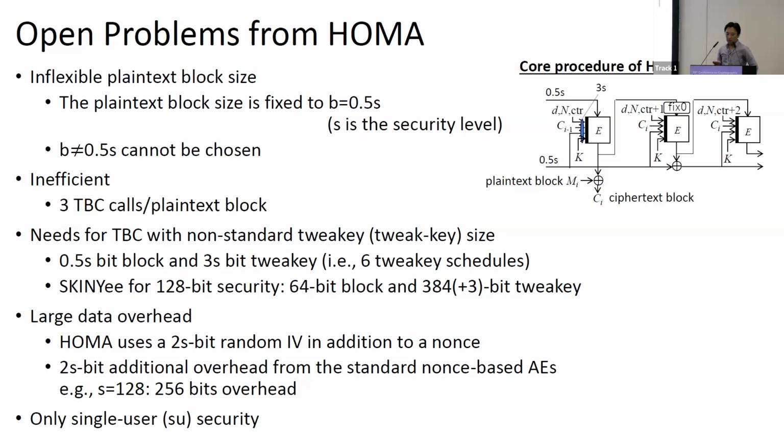So to instantiate HOMA, the specialized tweakable block cipher Skinny-EE was designed for 128-bit security. Moreover, the data overhead of HOMA is large because HOMA uses a 128-bit random IV in addition to the nonce. So HOMA requires 128-bit additional overhead compared to the standard nonce-based AE schemes. And finally, the security of HOMA is ensured only in the single-user setting.